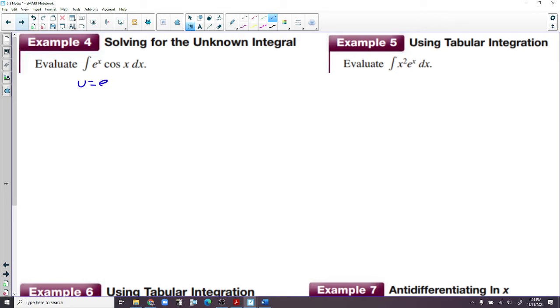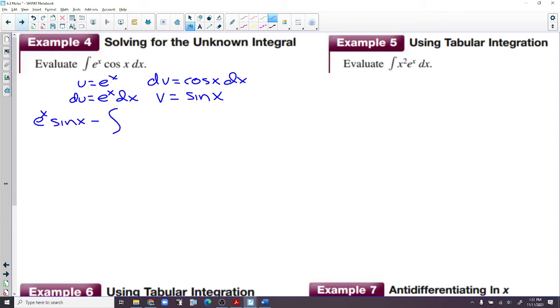Let's go. Let u equal e to the x. Du equals e to the x dx. Let dv equal cosine of x dx. And v is equal to sine of x. And it wouldn't matter which one you picked for u here. It'll work out exactly the same. Now the pattern is u times v, e to the x sine of x, minus integral of v du, e to the x sine of x dx.